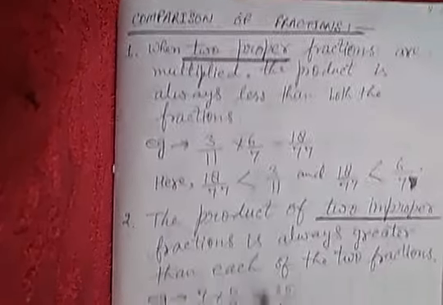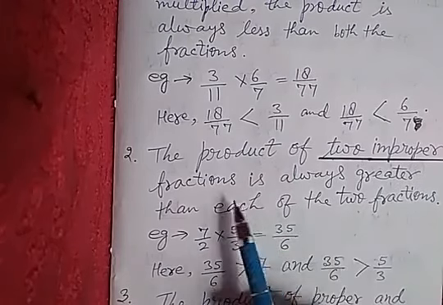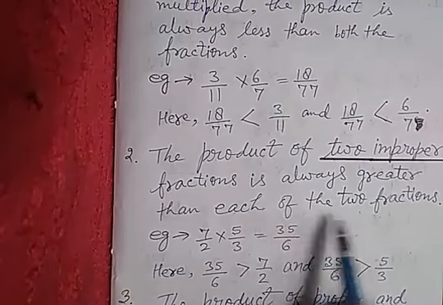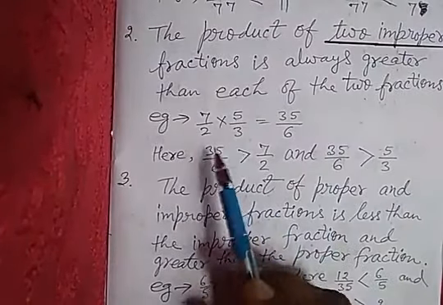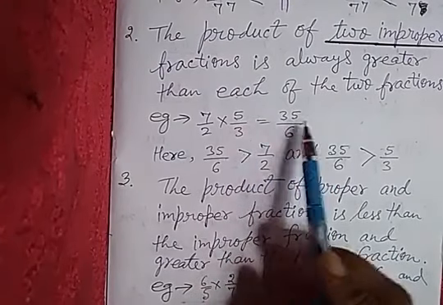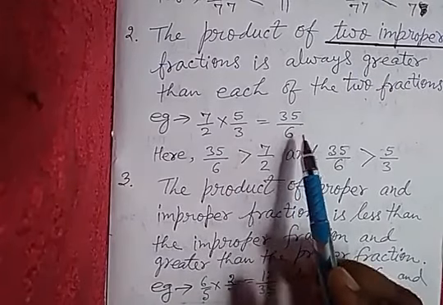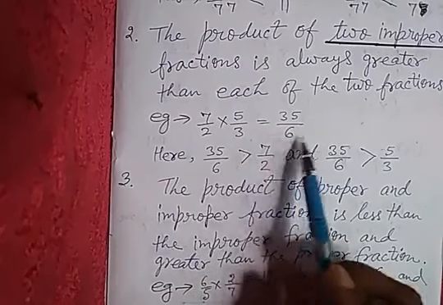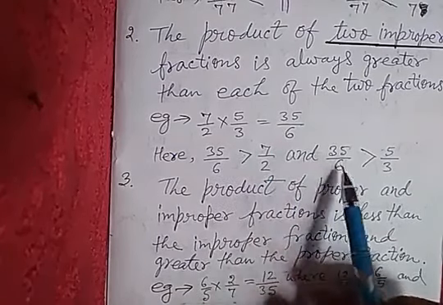Now, second point: the product of two improper fractions is always greater than each of the two fractions. For example, 7/2 × 5/3 = (7×5)/(2×3) = 35/6. Here 35/6 is greater than 7/2, and also 35/6 is greater than 5/3.